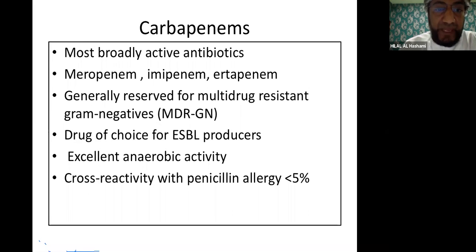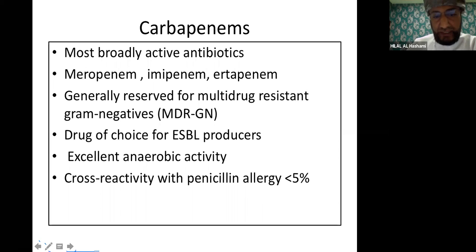Then we'll move into carbapenems. They are the most broadly active antibiotics: meropenem, imipenem, and ertapenem. In our center, we use meropenem a lot. They are generally reserved for multi-drug resistant organisms, and they are the drug of choice for ESBL producers.